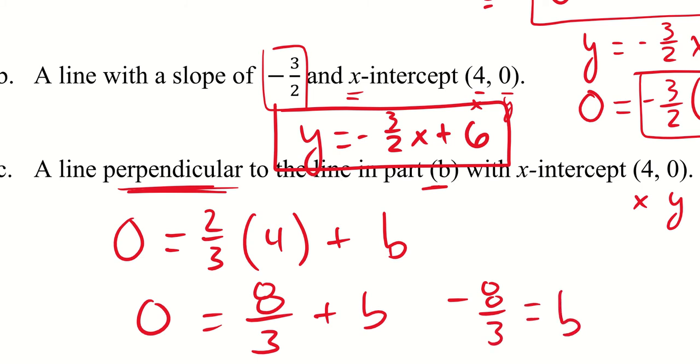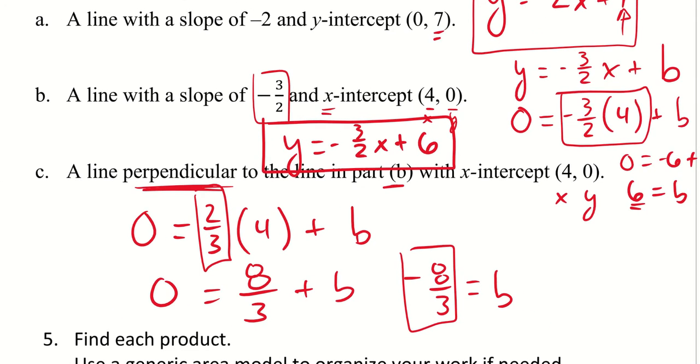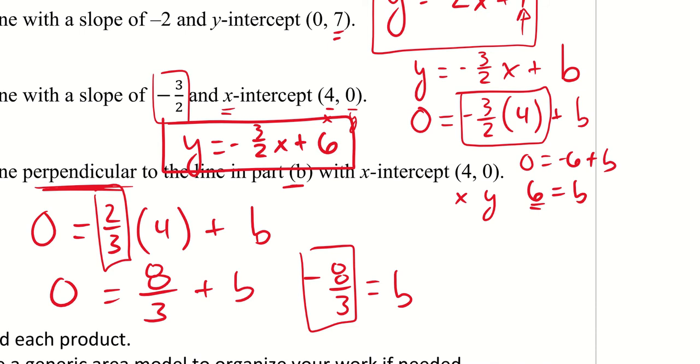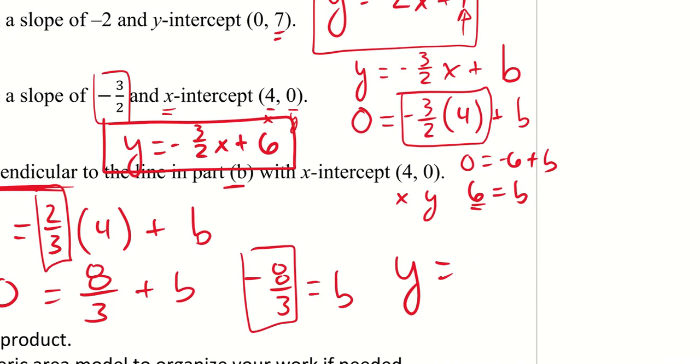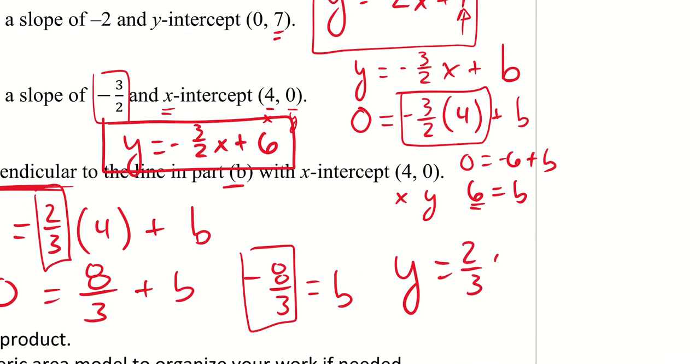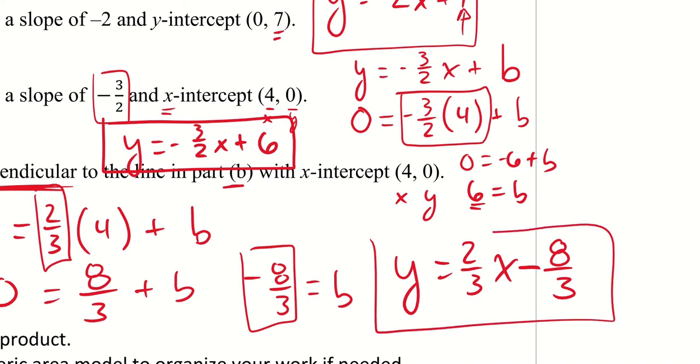So I now know my slope. My slope is 2/3, and I know my y-intercept is negative 8/3. So I can write down the equation of that line. The equation of that line would be y equals 2/3 times x, and then minus 8/3. And that line would do two things. When I plug in 4, it's going to produce an output of 0, and that line is perpendicular to the one from part B.